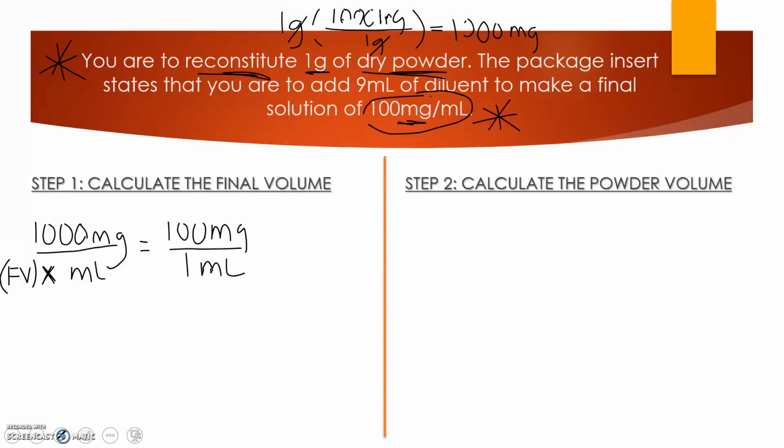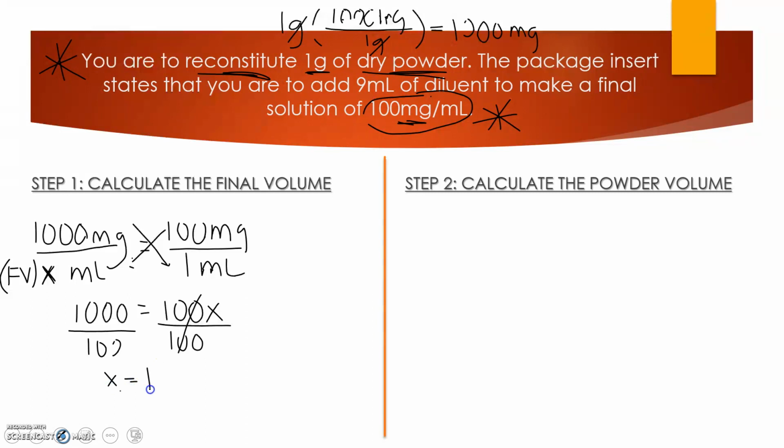We cross multiply to find our X. So 1,000 times 1 is 1,000 equals X times 100, so 100X. We have to get X alone, so we then divide each side by 100. So our X equals 10 mLs, which is equal to our final volume.